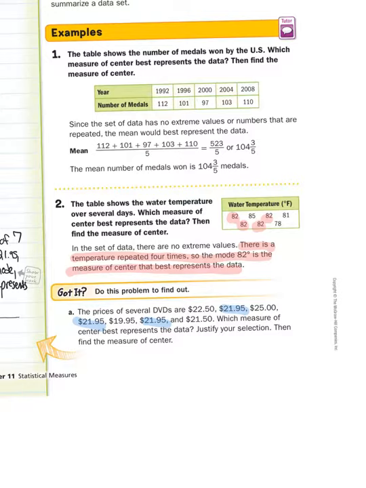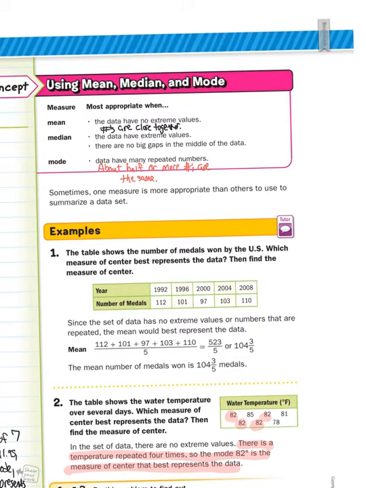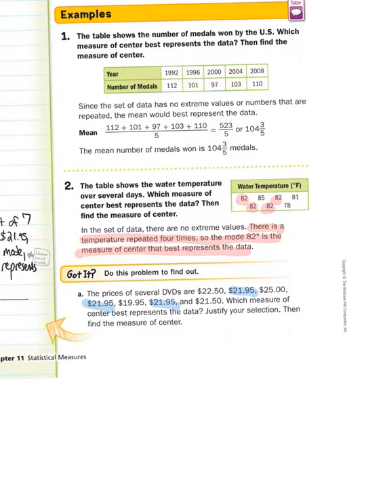The only one I would not take is median. And the reason is, if you look up here at what we wrote for median, median says the data have extreme values. Okay? So, there are no extreme values. They're close together. So that's the only one you would not choose.